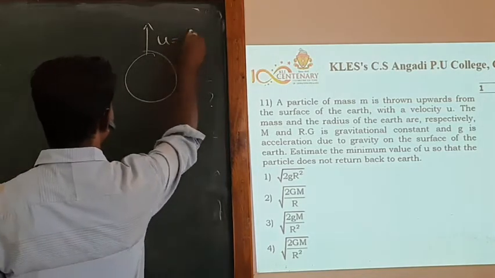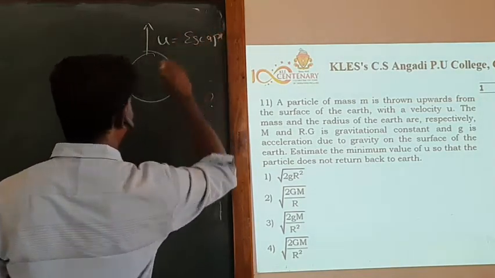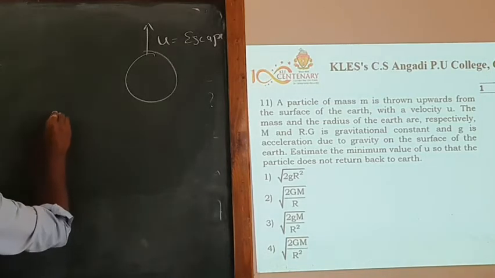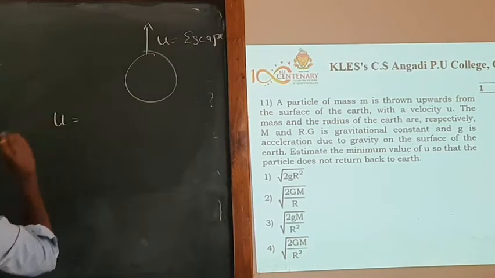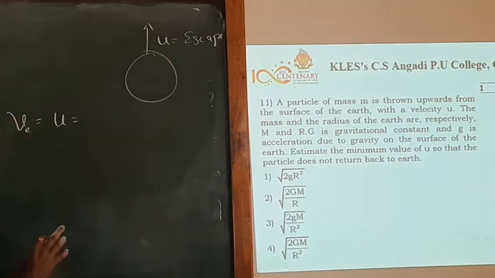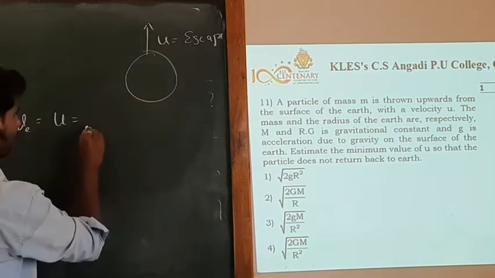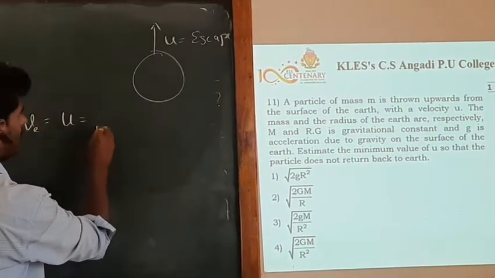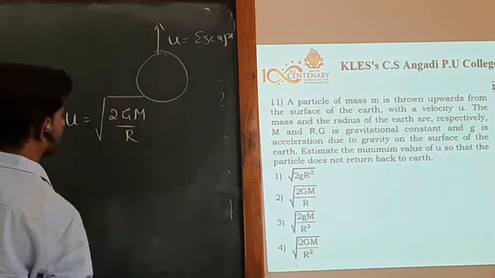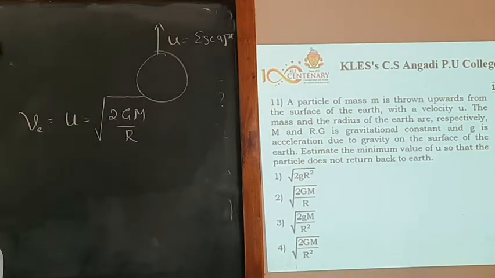For that we call it the escape speed, and we know the formula for escape speed. For this question they have given the symbol u for escape speed. Usually we write it as ve, and the formula is root of 2GM divided by R. So this is our formula.